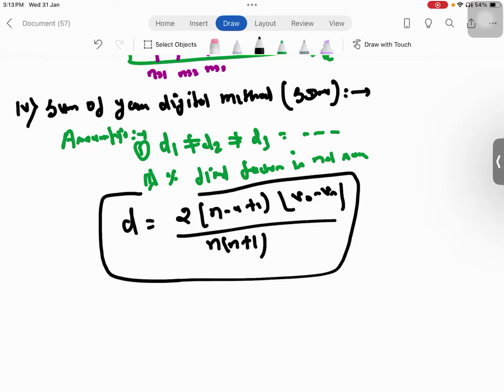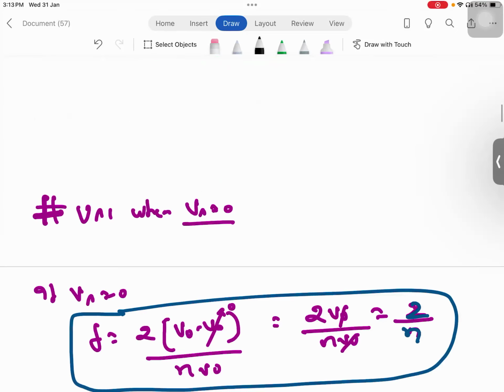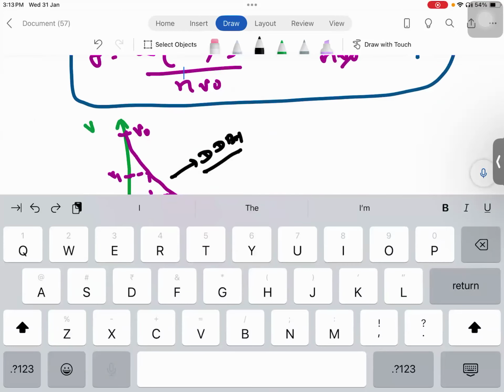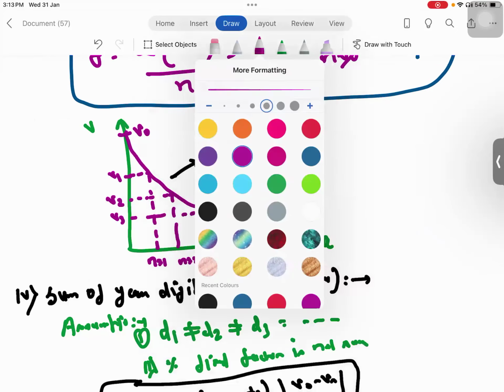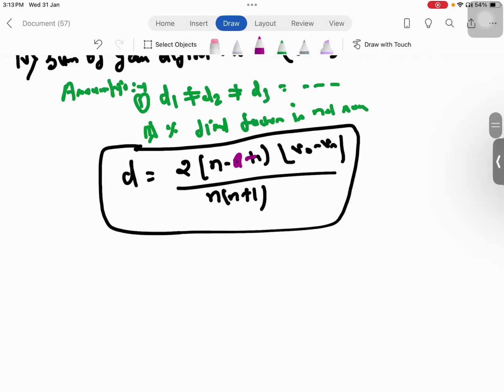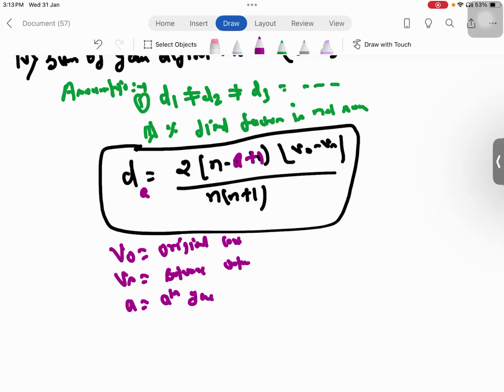So this formula for depreciation you can use, where V naught is the original cost, Vs is the salvage value, A is the kth year in which you want to calculate the depreciation, and n is the service life of the asset. So this is how this particular method works, and you can calculate the depreciation.